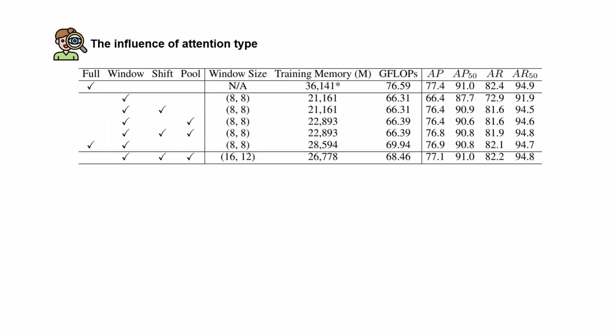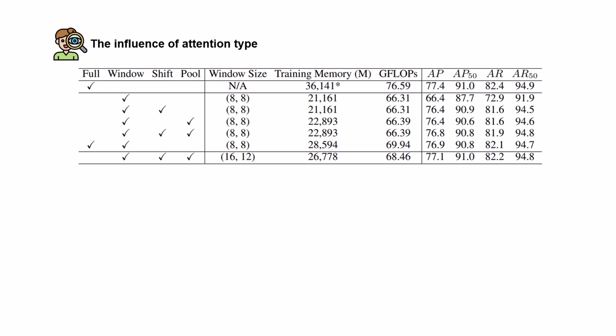And the other thing is having window, but instead of shifting, doing pooling. And if I do that, the GPU memory becomes a bit more, but the average precision is the same as the Swin transformer. And to be honest, I don't really know how they're doing this pooling instead of shifting. I didn't really understand from the paper. If you understand, please explain in the description.